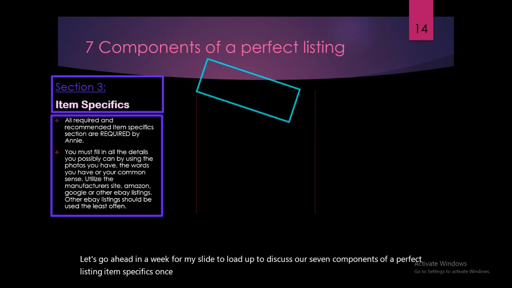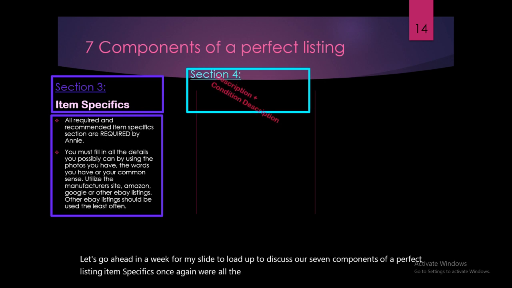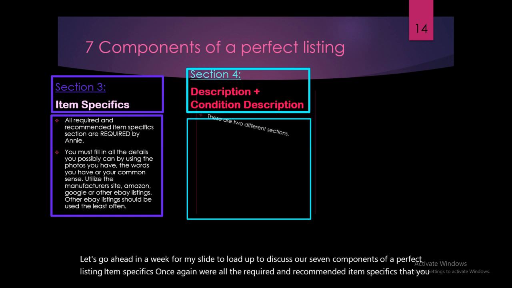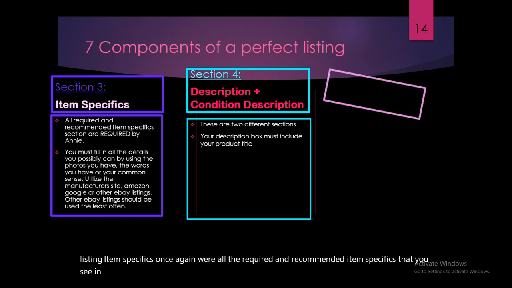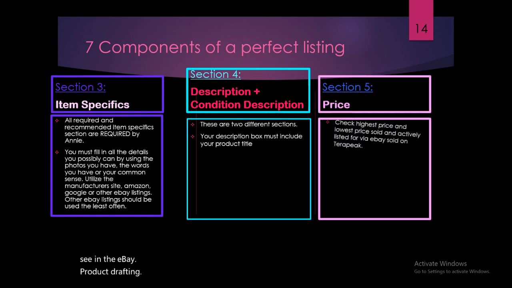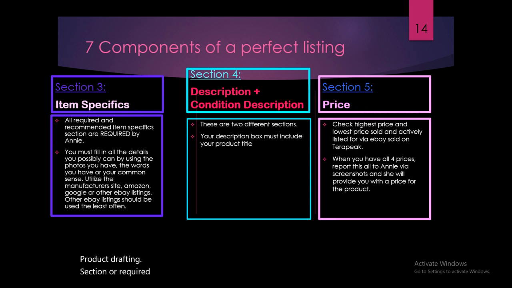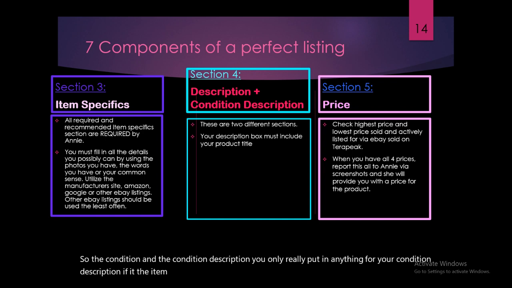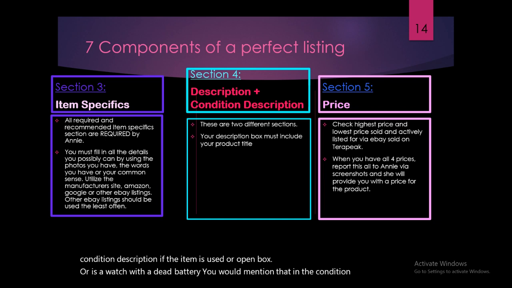Item specifics, once again, were all the required and recommended item specifics that you see in the eBay product drafting section are required by me. So the condition and the condition description, you only really put in anything for your condition description if the item is used or open box or is like a watch with a dead battery. You would mention that in the condition description.